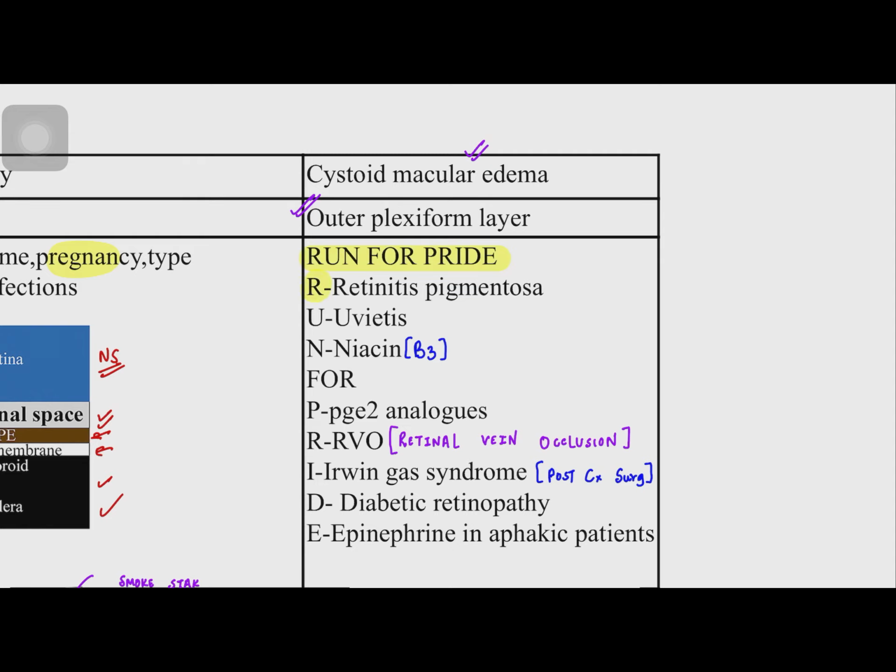So for R, we have retinitis pigmentosa, U, uveitis, N for niacin, which is B3, then P for prostaglandin F2 alpha analogs, R for retinal vein occlusion, I for Irvine-Gass syndrome. So this is basically your post cataract surgery cystoid macular edema. And then we have diabetic retinopathy, and in aphakic patients, the application of epinephrine.